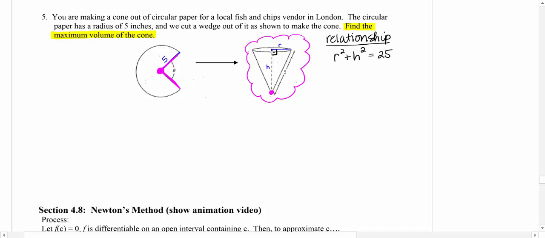And again, I can solve this for r squared or h squared. I'm not sure yet which one I want to, so I leave that alone for now, and now I talk about what I want to maximize or minimize. I'm trying to maximize volume in this case, so I'm going to write the formula for volume of a cone. And that volume, we should all know from related rates, is 1/3 pi r squared h.